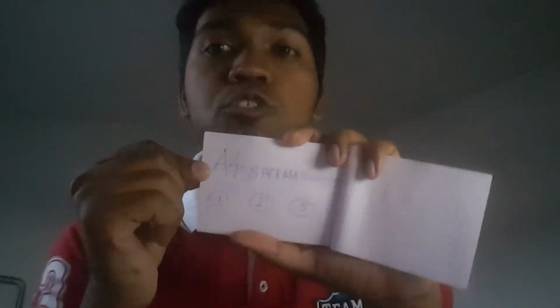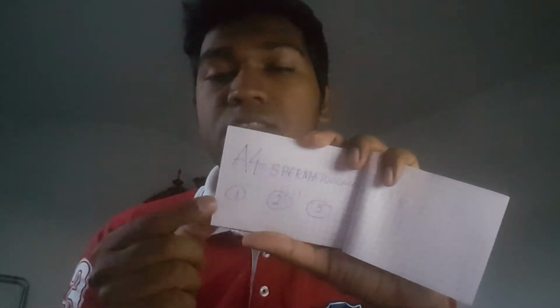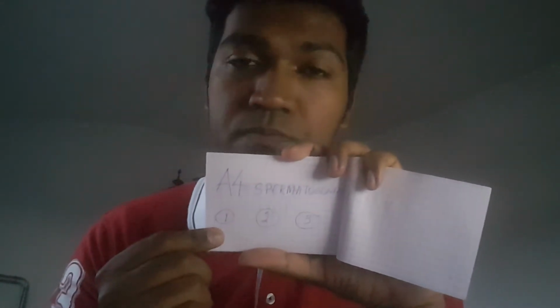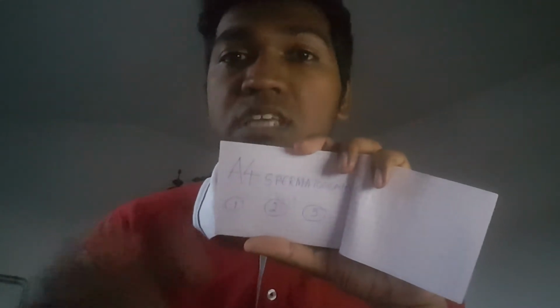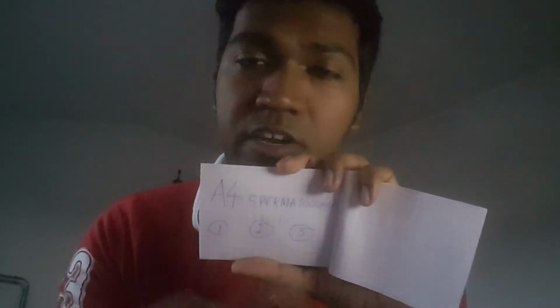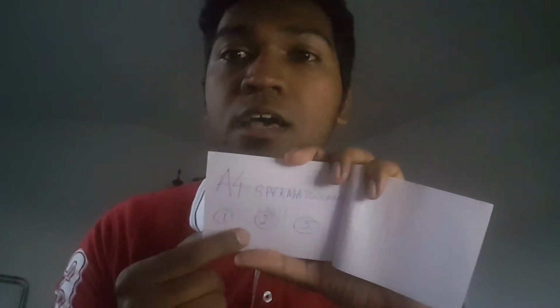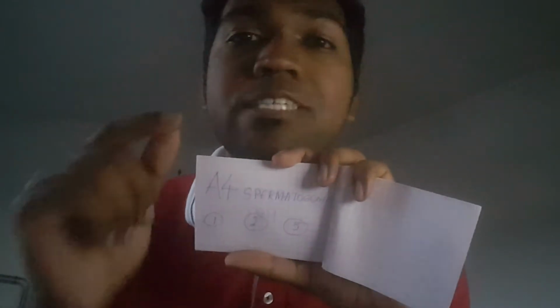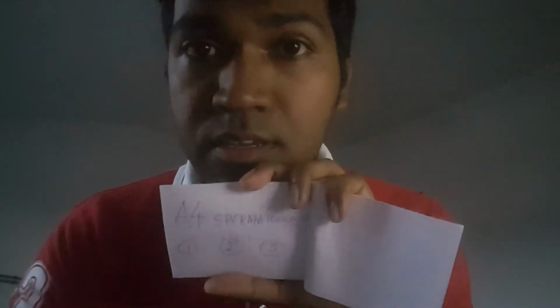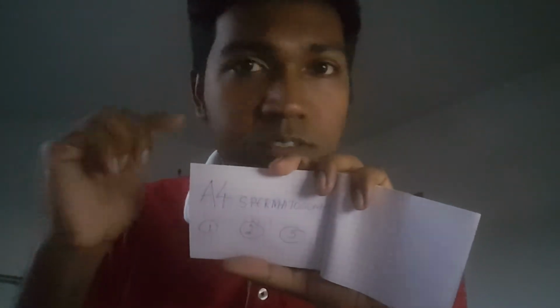And this A4 spermatogonia has three options. What are the options? The first option, it can self-renew. It has the ability to self-renew. Not just A4, all the spermatogonia have the ability to self-renew. Or else it can undergo cell death, which is known as apoptosis. We will be discussing apoptosis in a different video. But now just remember apoptosis.